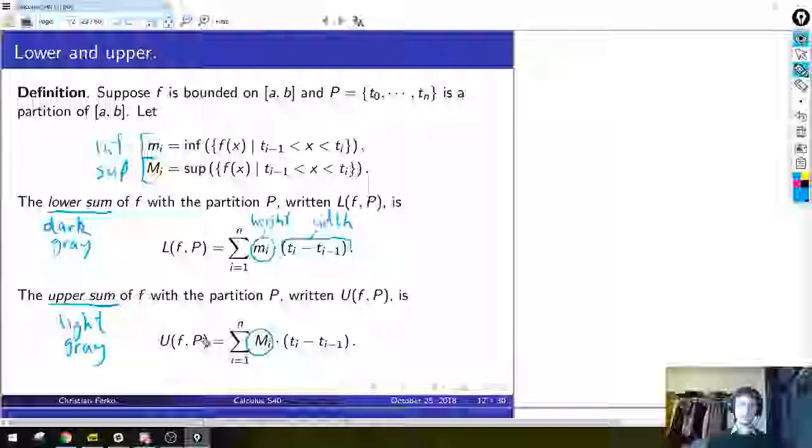Same thing for the light gray big rectangles. You just take the height again times the width. So you add up all the areas of those big rectangles. Okay, so again, at first glance, it looks a little intimidating because there's a lot of big expressions. But is the idea and the motivation clear, or do you have questions?